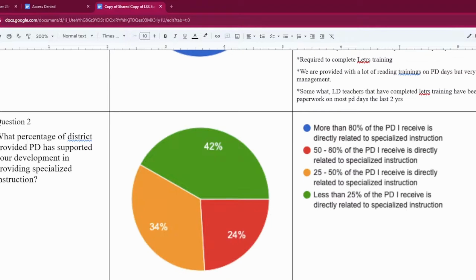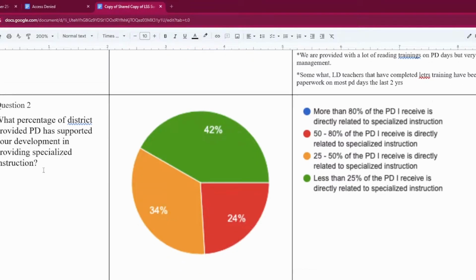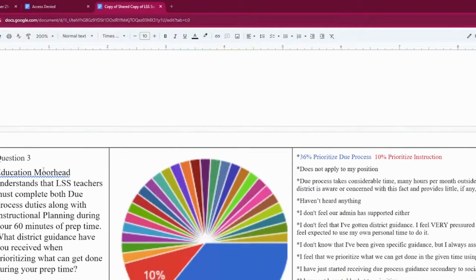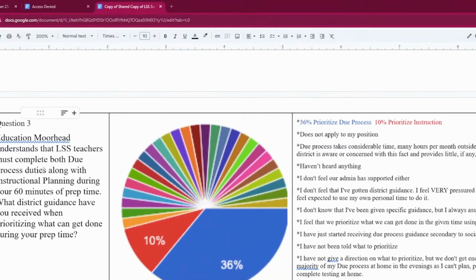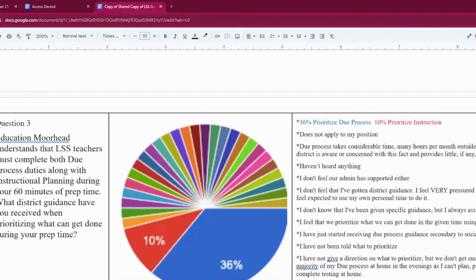One of the other suggestions that you made is to try to have some specific questions, and I do have those on the document that I'll share with you. So number 3 is the question: Education Moorhead understands the LSS teachers must complete both due process duties along with instructional planning during their 60 minutes of prep time. What district guidance have you received when prioritizing what can get done?